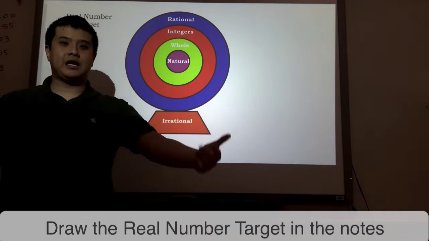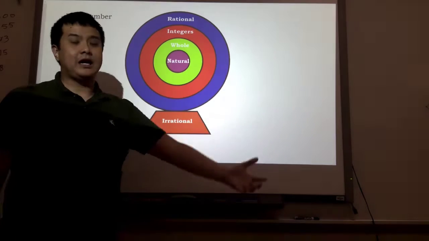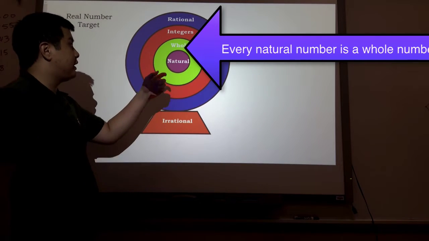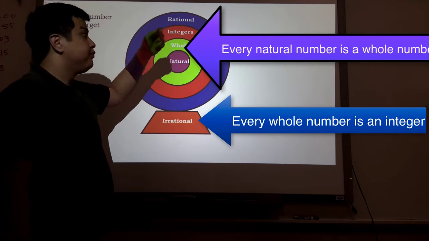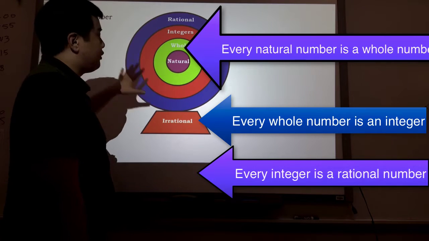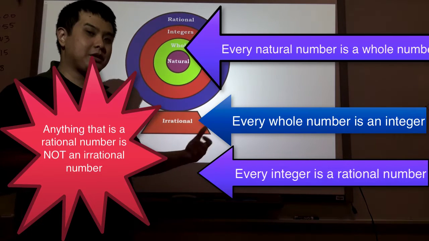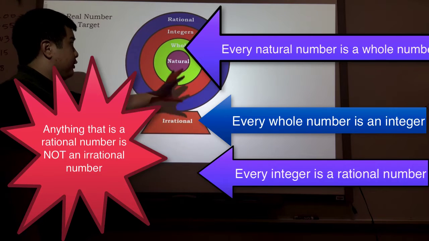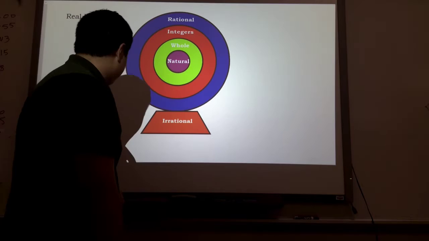Please draw this diagram inside your notes. This is called the real number target. It displays the different kinds of real numbers and how they are related to one another. For example, any number that is a natural number is also a whole number. Any number that's a whole number is also an integer. Any number that is an integer is a rational number as well. And anything that is a rational number is not an irrational number, which kind of makes sense because they are opposites of one another. So if you are a rational number, you cannot be an irrational number, and we'll go into those definitions right now.